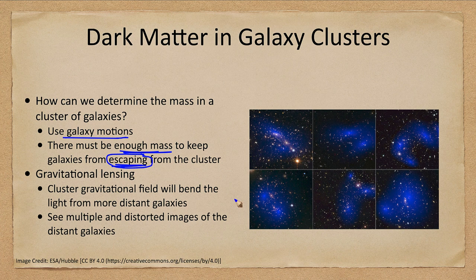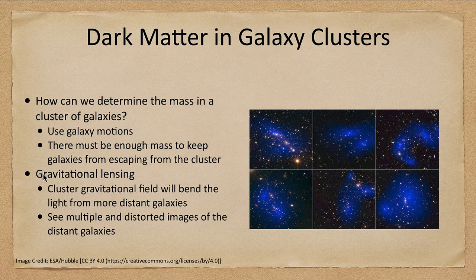And we can see that by looking at the distribution of material needed, in the images here, in order to keep these galaxy clusters confined together. And again, it is a lot more material than what we see in visible light.